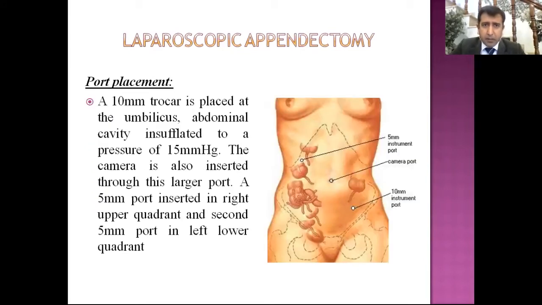Port placement: a 10 millimeter trocar is placed at the umbilicus. The abdominal cavity is insufflated to a pressure of 15 millimeters of mercury generally for an adult, but it depends upon the patient to whom you are delegated.